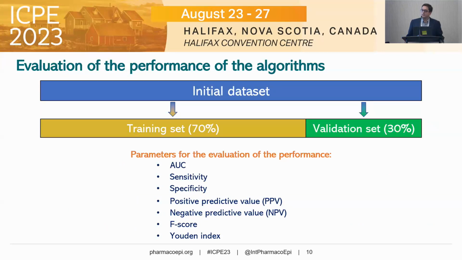We developed and applied our algorithms on a random portion of the initial dataset, accounting for 70%, which is called the training set, and we then evaluated the statistical performance of these algorithms in the remaining 30% of the dataset, which is referred to as the validation set. In particular, we calculated specific parameters, including the area under the ROC curve, sensitivity, specificity, positive and negative predictive value, the F-score, and the Youden index.